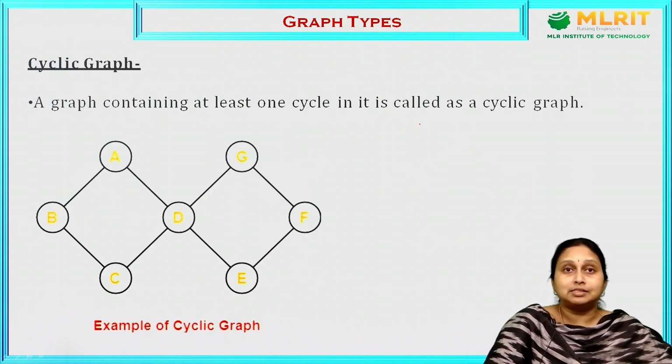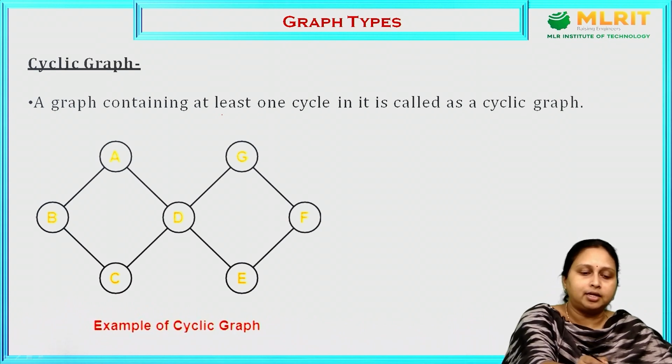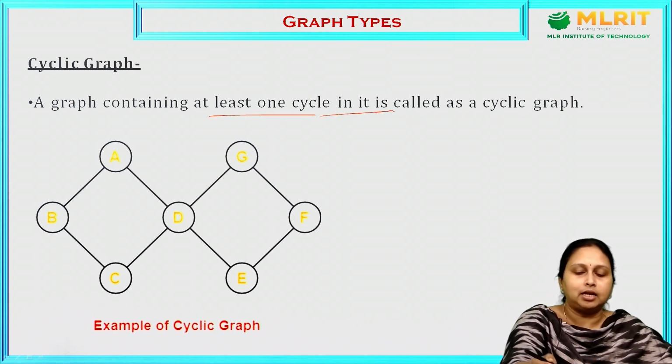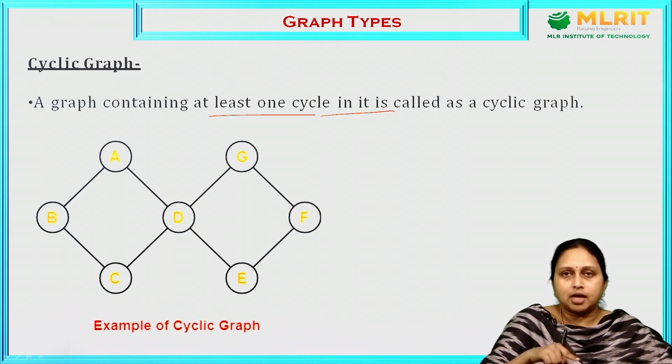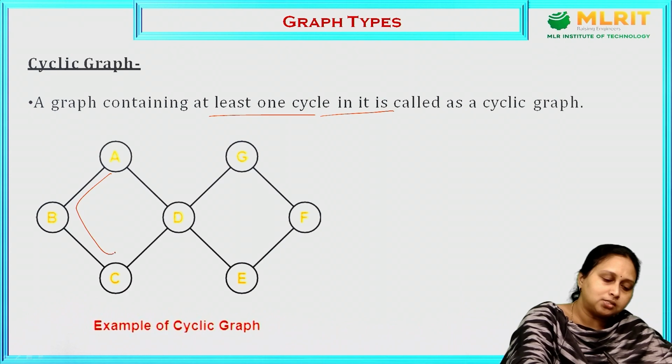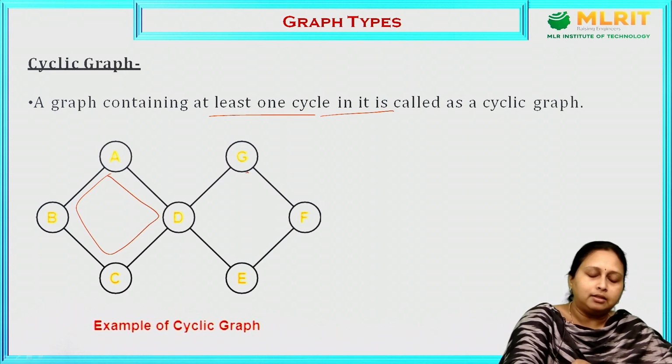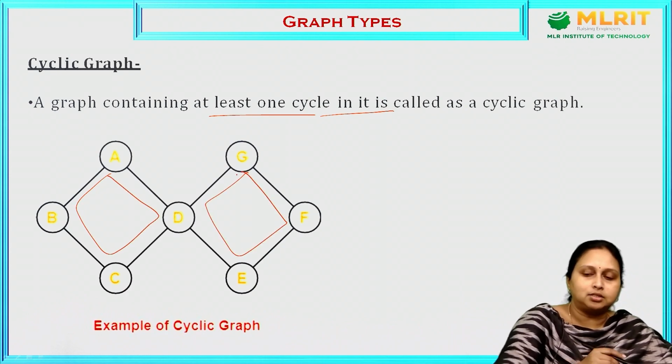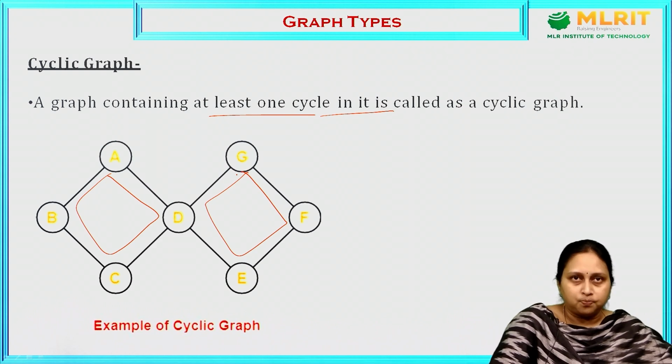And this is a cyclic graph, a graph containing at least one cycle in it. At least one cycle, that means it should have a loop, you should not go out of it. You should not have any break in it, right? That is nothing but a cyclic graph. You can see here, this is one cycle that is forming, and this graph is forming another cycle. If at least one cycle is formed, then it is nothing but a cyclic graph.